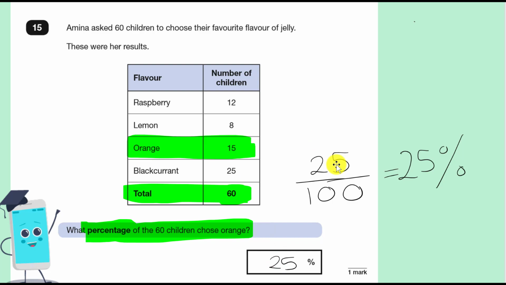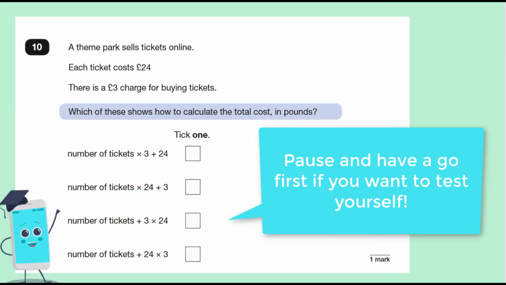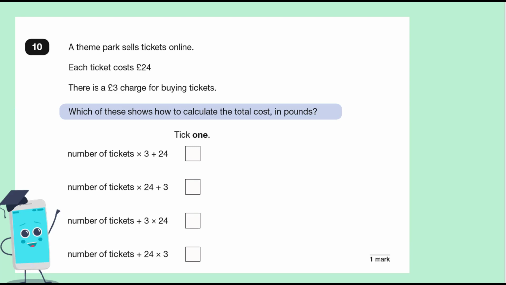the children chose orange. Let's take a look now at a question that is linked to the Year 6 national curriculum. A theme park sells tickets online. Each ticket costs £24. I'm going to highlight that. Each ticket costs £24. There is a £3 charge for buying tickets. So there's a £3 charge. Which of these shows how to calculate the total cost in pounds?